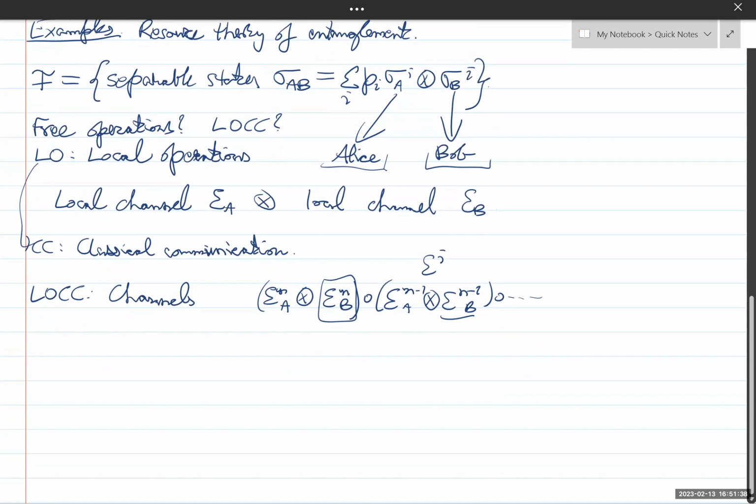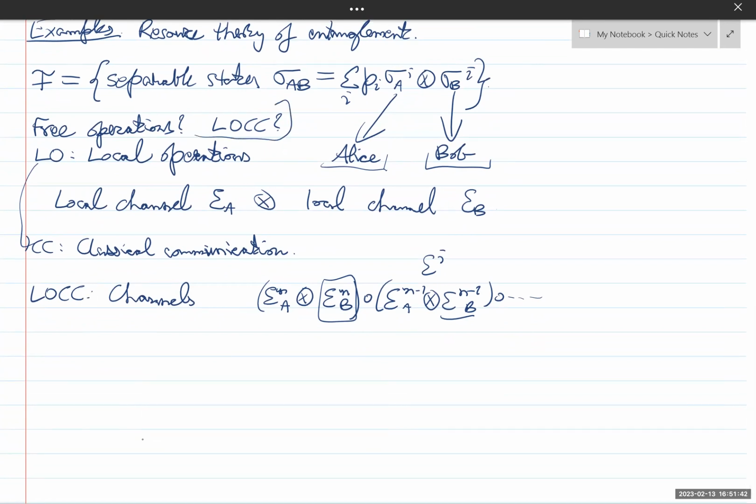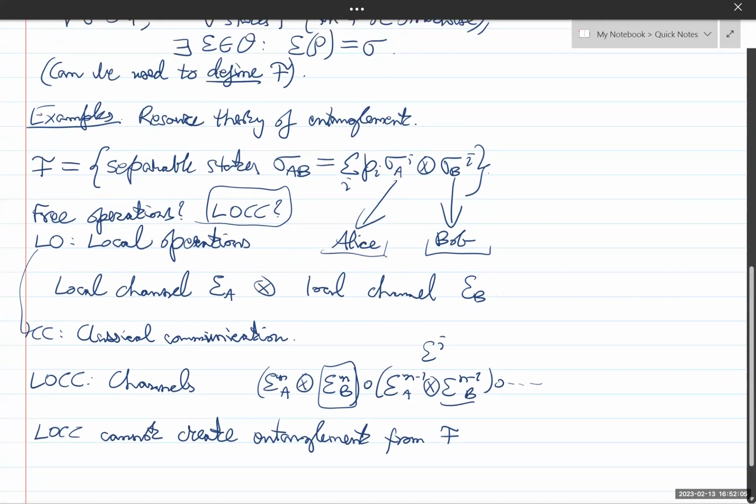Channels, right? And why is this a good set of free operations for the resource theory of entanglement? Because LOCC cannot create entangled states, right? Entanglement from this set of separable states, right?